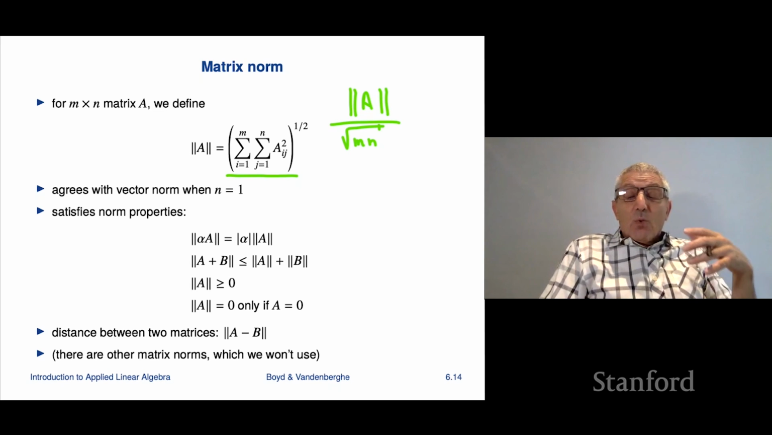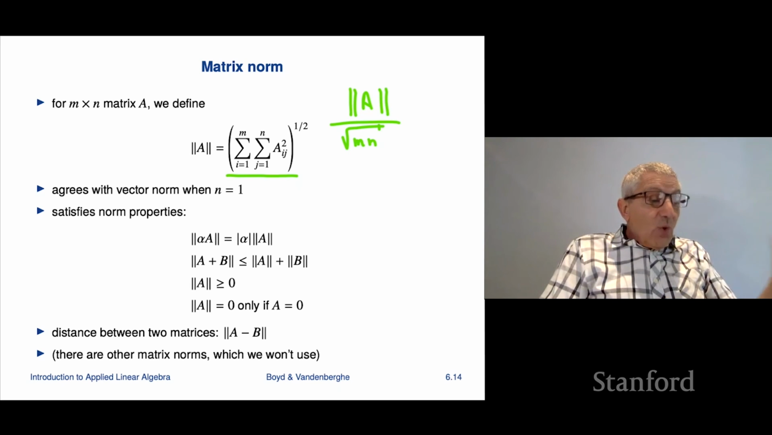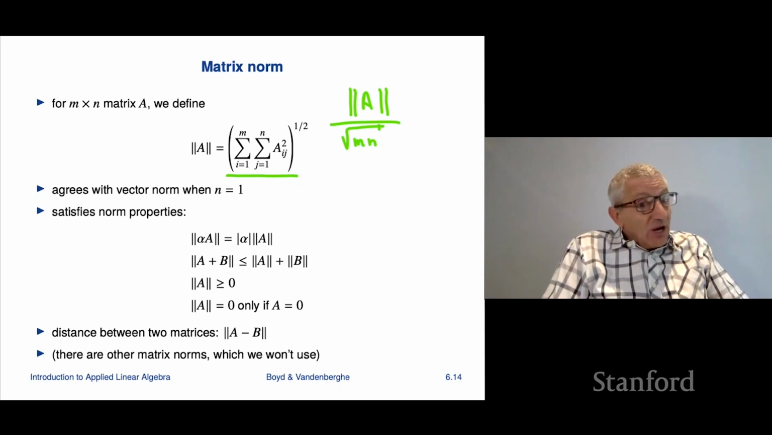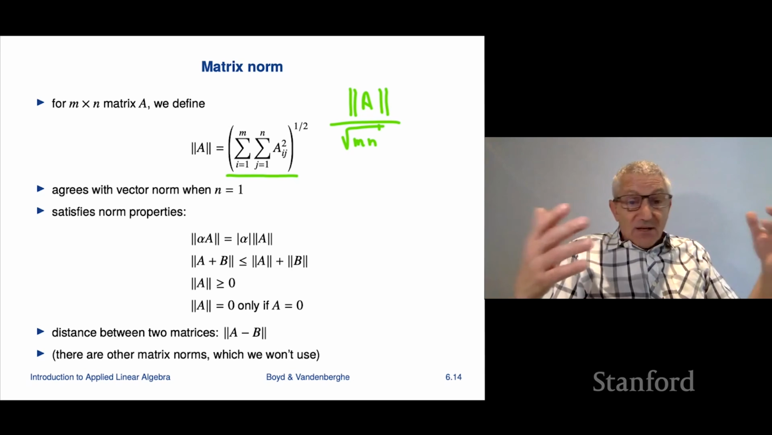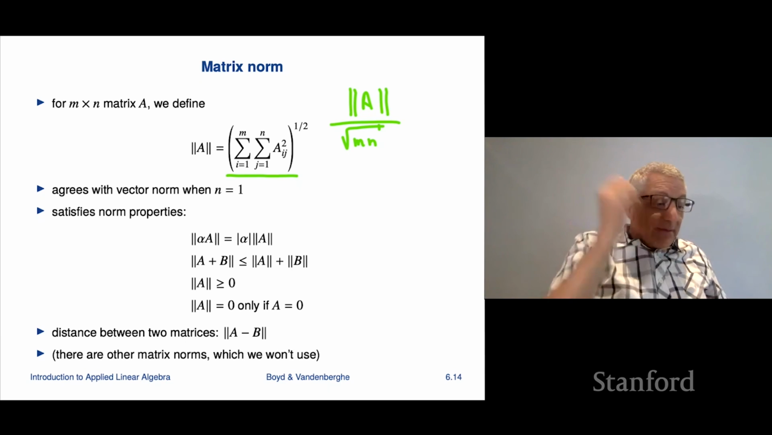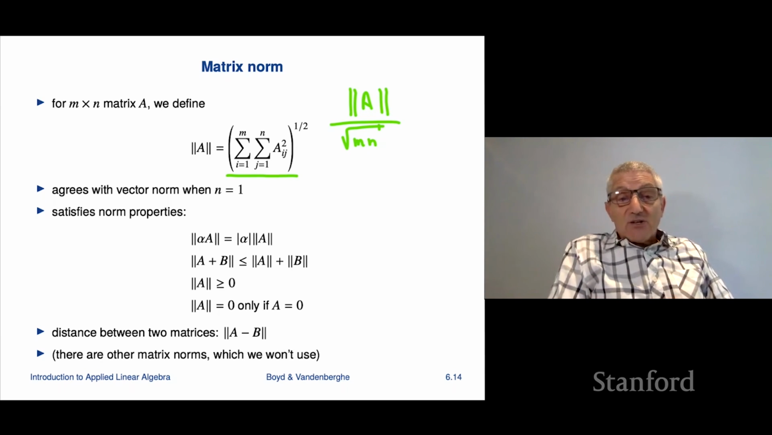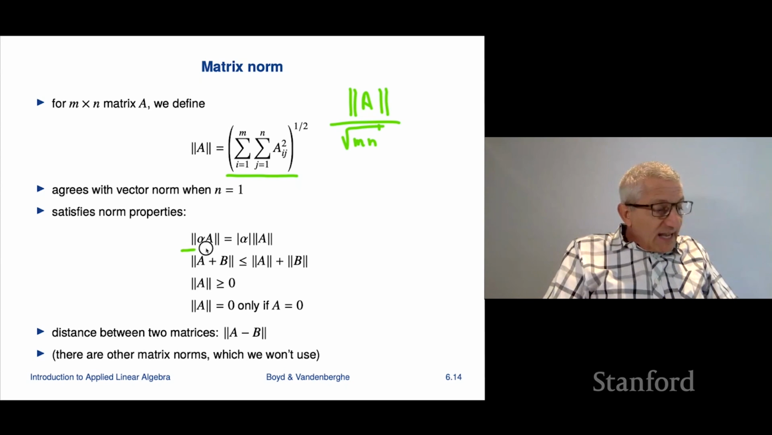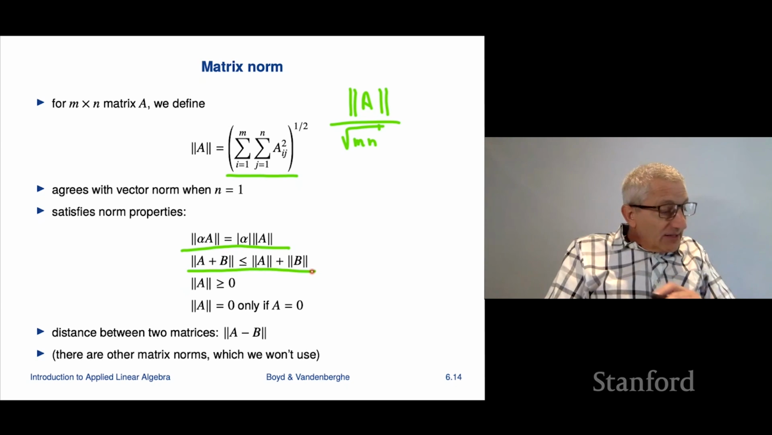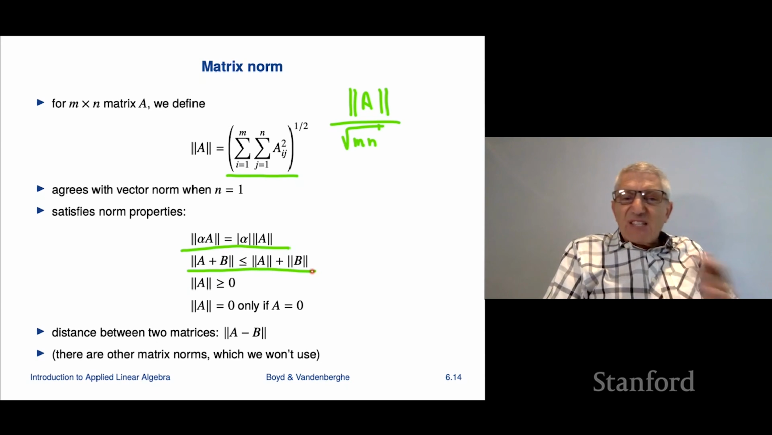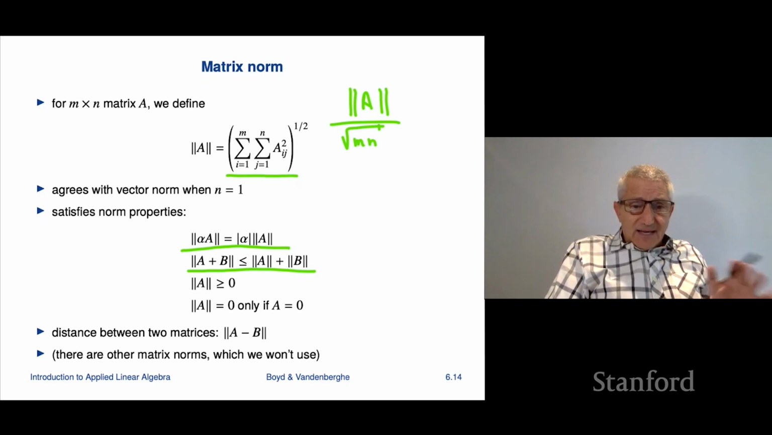Now, when A is a vector, we already have a definition of the norm, but fortunately in that case they agree completely. This has the same norm properties that the norm of a vector had. If you scale a matrix by a number and take the norm, it's the same as multiplying the absolute value of the number by the norm, and so on. That's the triangle inequality, and so on. These are basically analogous to the vector ones, so we're not going to say anything more about that.